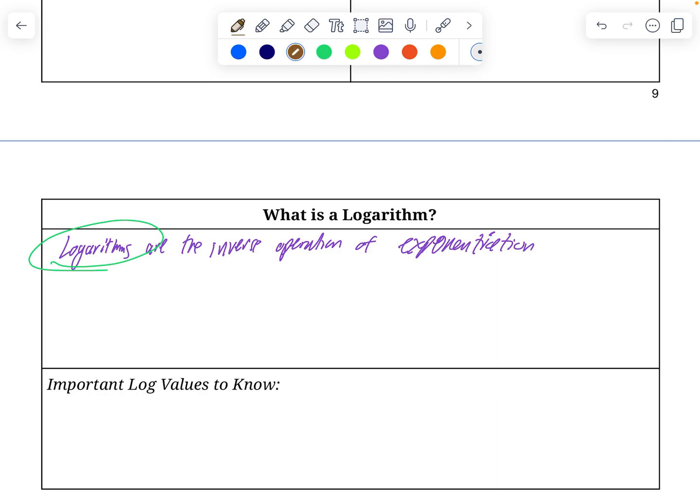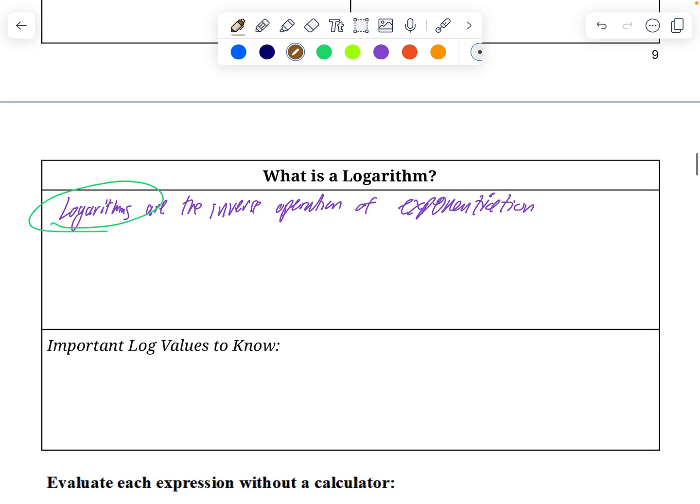Okay. So here's what a logarithm looks like. Pay really close attention here. Logarithms ask questions.